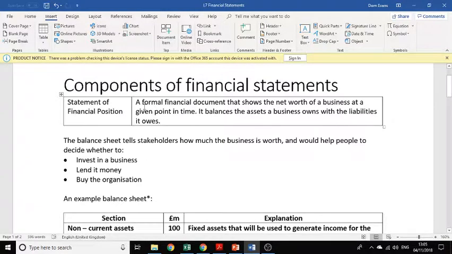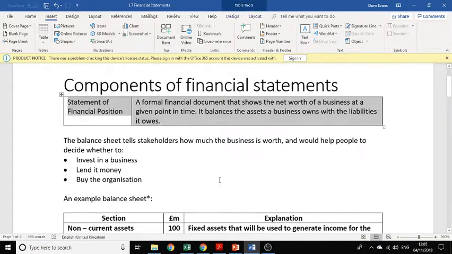Now, businesses have assets too, and the statement of financial position is a document that looks at how much that business's assets are worth. It says if I paid off all of my debts and I liquidated all of my assets, if I turned all of my assets into cash, how much would my business be worth? And that's what this document, the statement of financial position, shows.